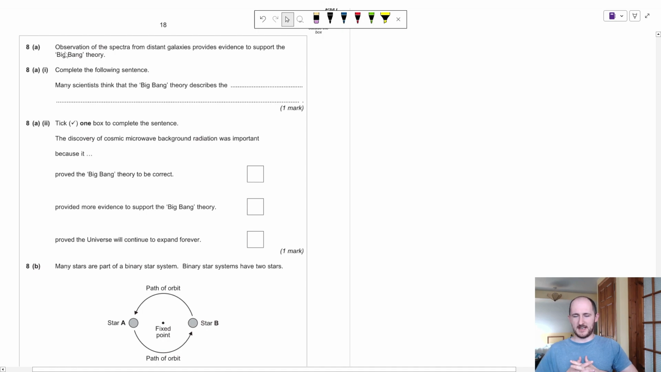Ooh, Big Bang Theory. Okay, I should be able to do this. Observation of the spectrum from distant galaxies. Blah, blah, blah. Many scientists think that the Big Bang Theory describes the origin of the universe.